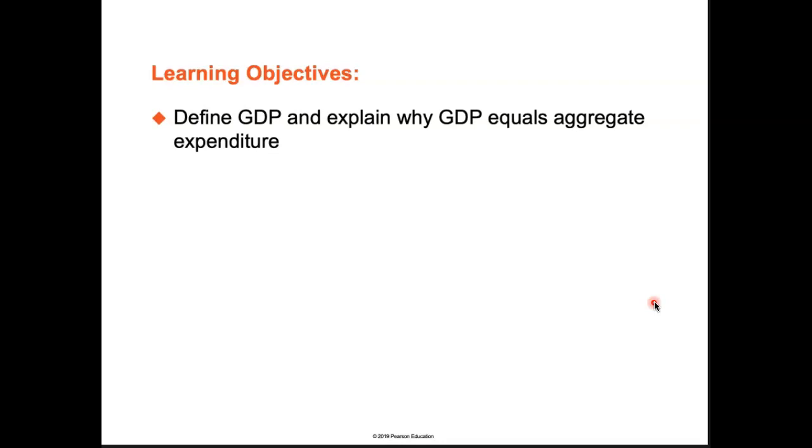Okay, so again, I always go through the learning objectives. I believe the learning objectives are really, really important, right? Once you master the learning objectives, you basically are set for the chapter. Okay, so the first thing we'll do is find out what GDP is. What does GDP even stand for, right? What is GDP, and how is GDP related to what we call aggregate expenditure? Okay, aggregate expenditure basically means spending in the economy.